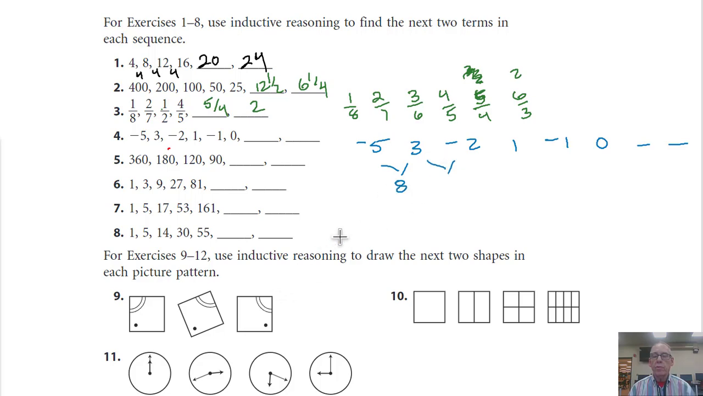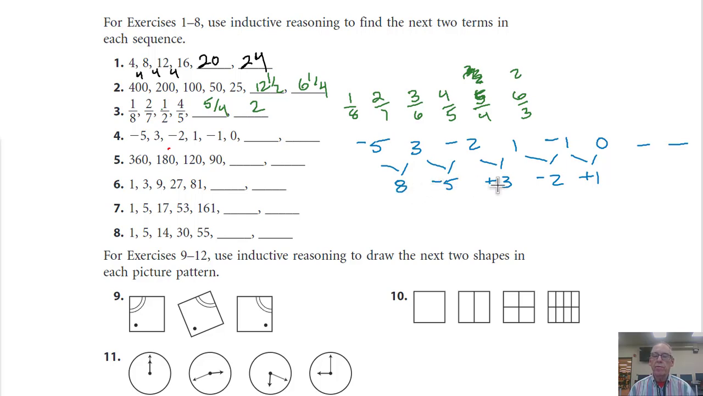As we go from 3 to -2, that's a subtraction of 5. As we go from -2 to 1, that's an addition of 3. As we go from 1 to -1, that's a subtraction of 2. As we go from -1 to 0, that's an addition of 1. So let's see what's going on with this pattern. I tried to do the differences down here, but this is what I noticed.